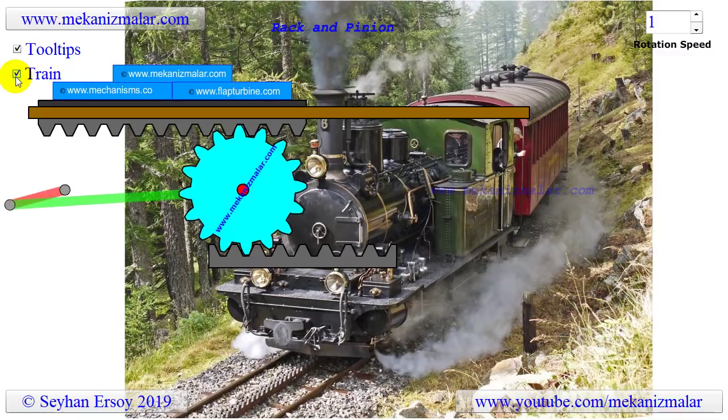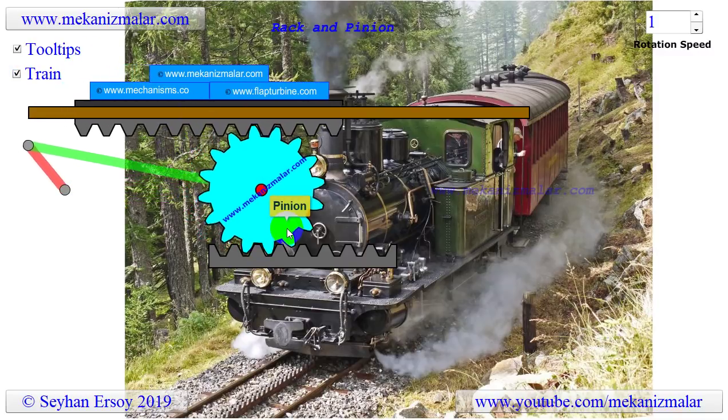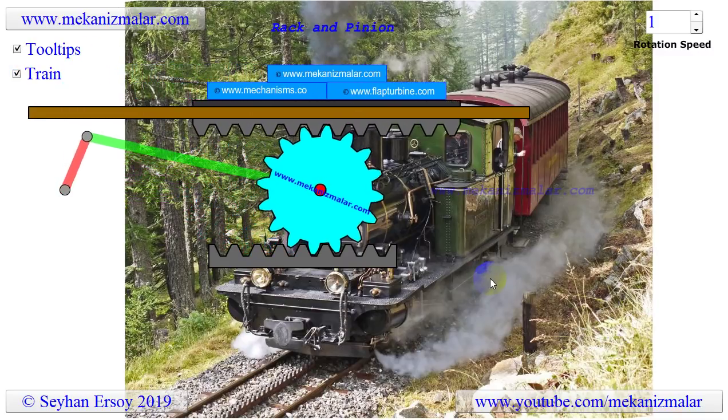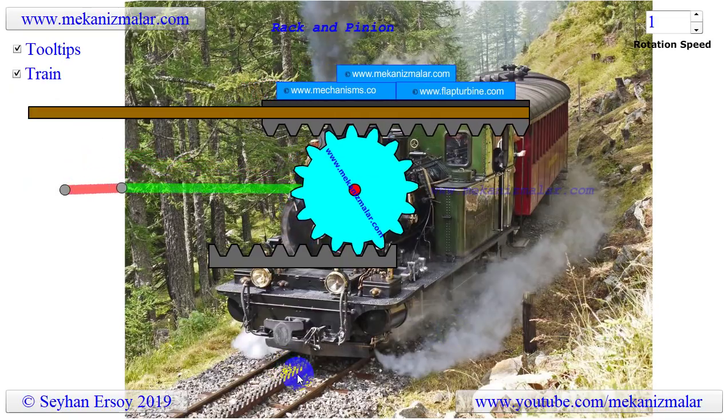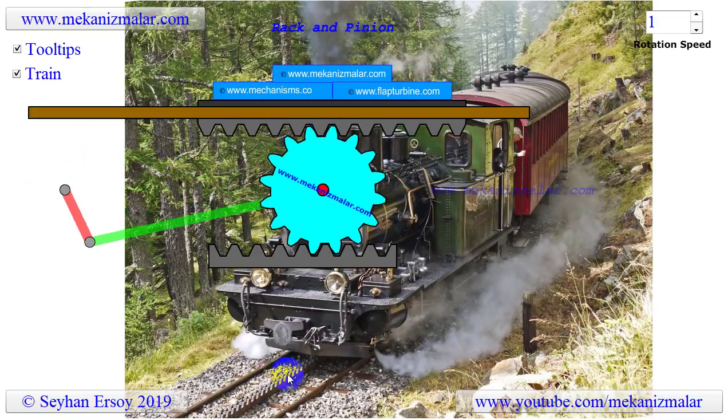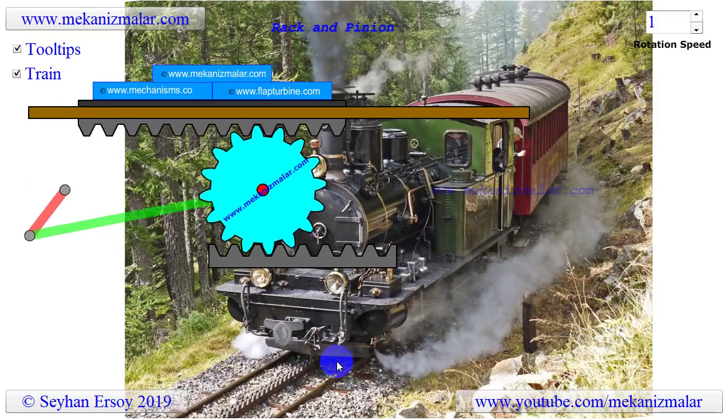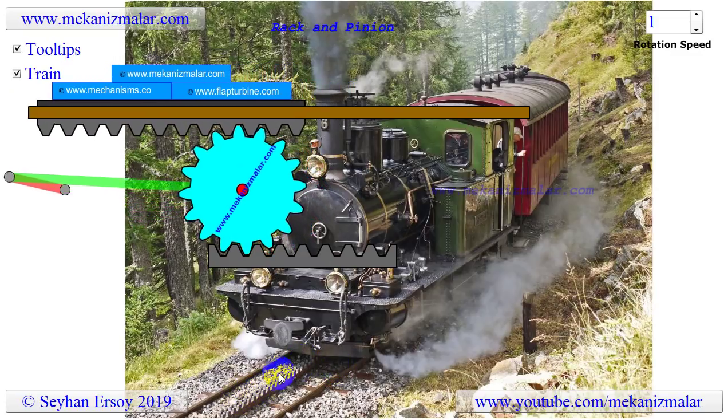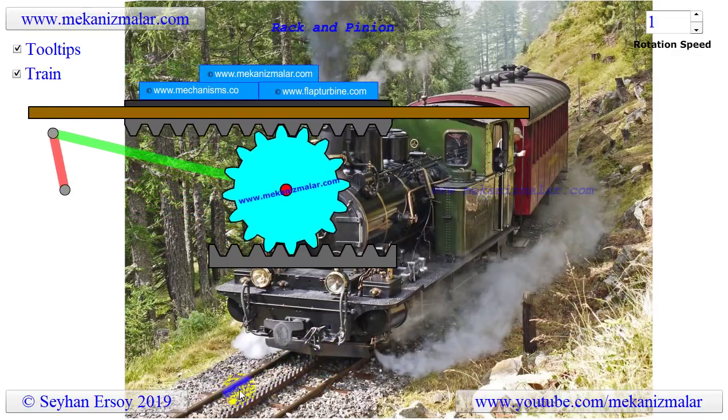Another interesting application of rack and pinion is powering trains uphill and downhill. To do that, engineers put a long rack rail in between two rails. The steam-powered pinion gear is attached to the rack rail. This arrangement prevents the train from slipping downward where ascending or descending is very steep.